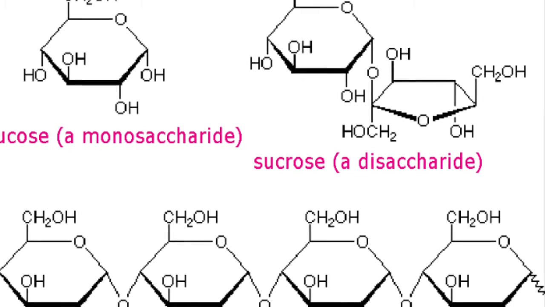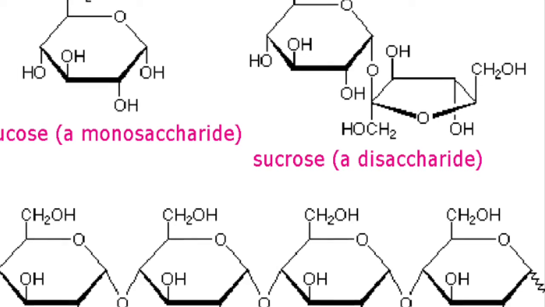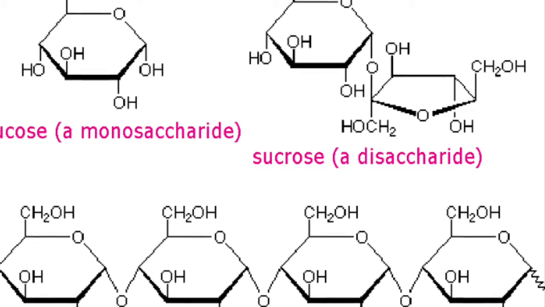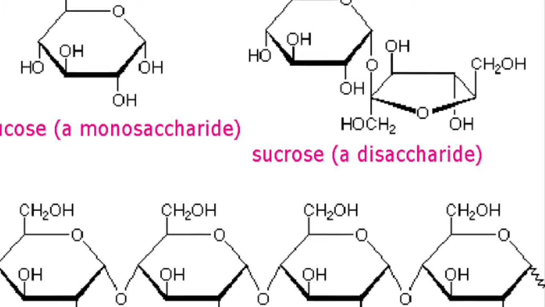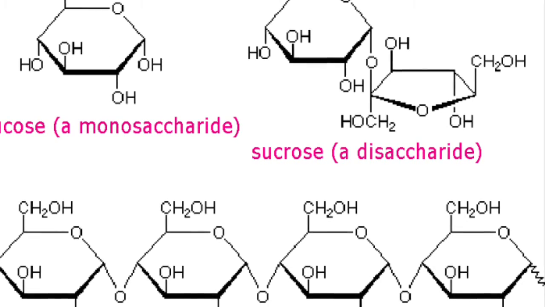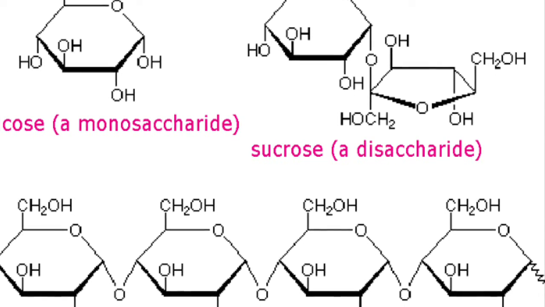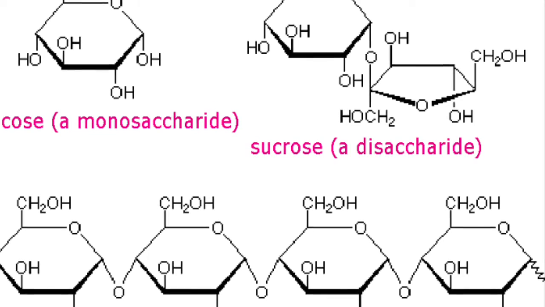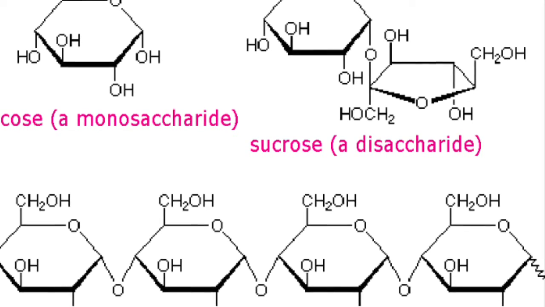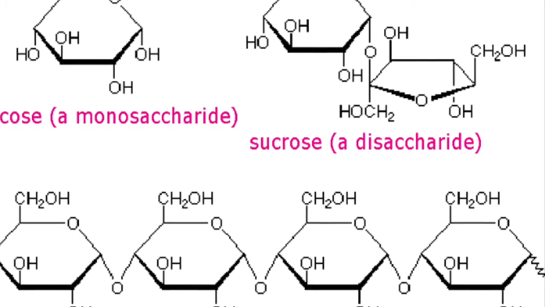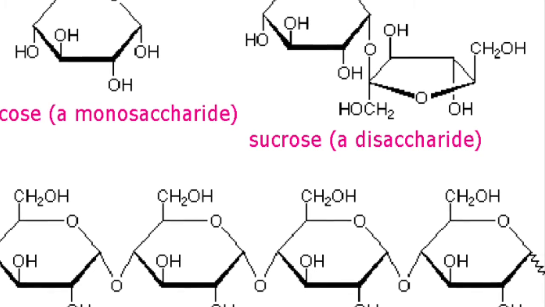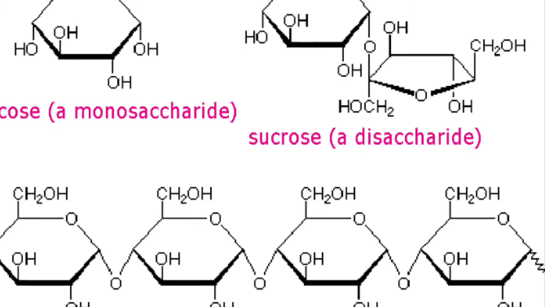Monosaccharide is one simple sugar, is the building block of all carbohydrates, and it cannot be broken into anything simpler. Disaccharide is two monosaccharides joined by a glycosidic bond. A polysaccharide is a polymeric carbohydrate molecule of long chains composed of monosaccharides.